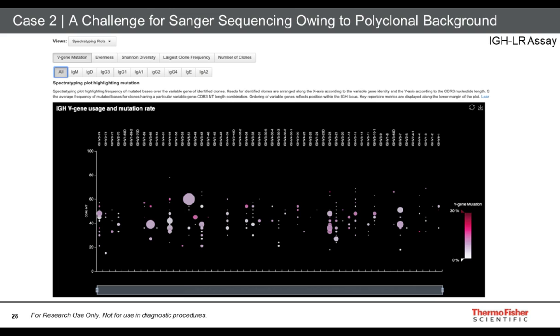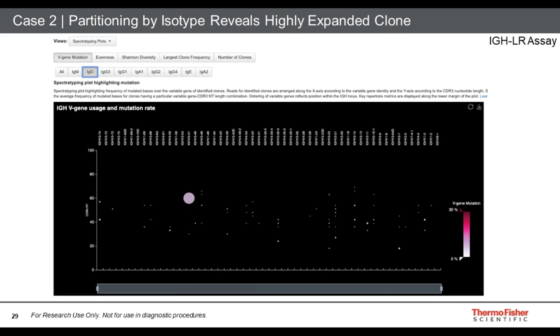With the isotype information, we can partition the repertoire, and that can help us hone in on an abnormally expanded clone. So at the top, I'm going to click on IgD. And when I do, you can note there's a dominating clone, while the other IgD-expressing B cells are quite rare. So this is abnormal, and it suggests that, in fact, the clone that's highlighted in this plot corresponds to the CLL, and thus one can more easily interpret the somatic hypermutation value of that clone.